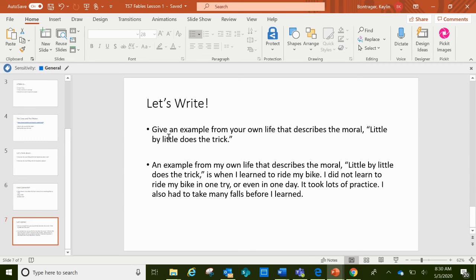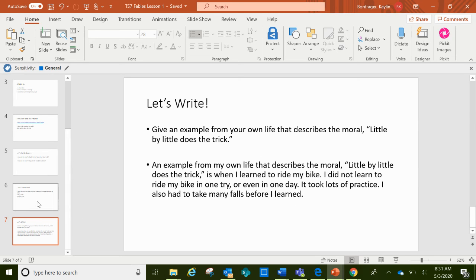The last thing I want us to do is a writing example. You're going to do this in today's assignment that goes with this lesson. It says, give an example from your own life that describes the moral, little by little does the trick. I already have one written out. I'll read it to you, and it explains my connection. An example from my own life that describes the moral, little by little does the trick, is when I learned to ride my bike. I did not learn to ride my bike in one try or even in one day. It took lots of practice. I also had to take many falls before I learned. That's just in writing. That's me showing how I connected the moral of the crow in the pitcher to my own life.